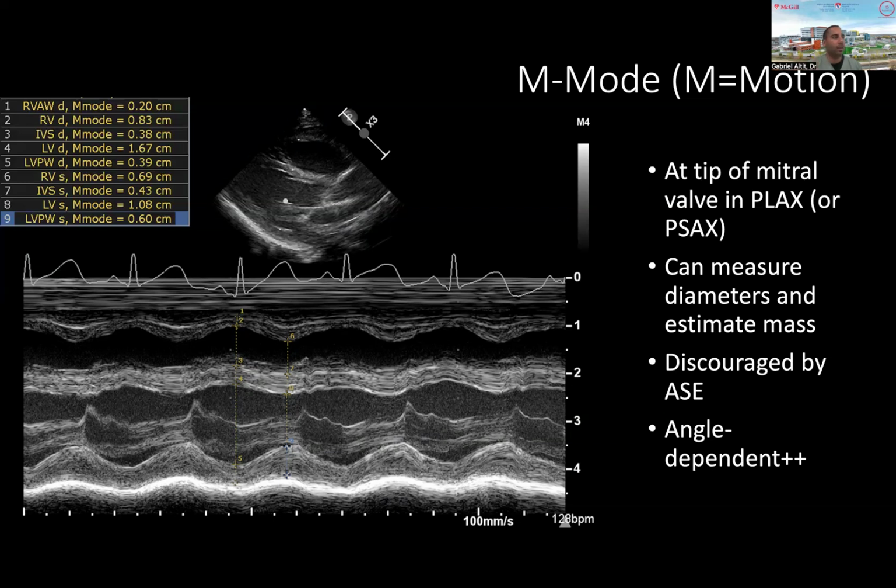Why? Because it's very angle dependent. It's very much about where your view is. Because what do you do with an M mode? M for motion. Basically, you take a line of interrogation and you obtain the information along this line through time. So on top of it, you see the QRS, this is time, this is the depth, you see the heart rate, which is based on your ECG.